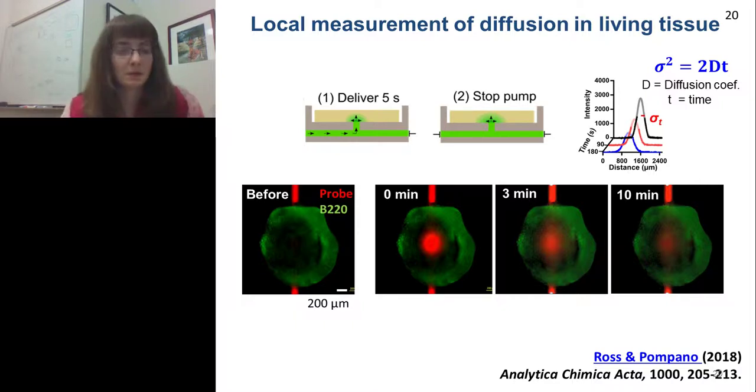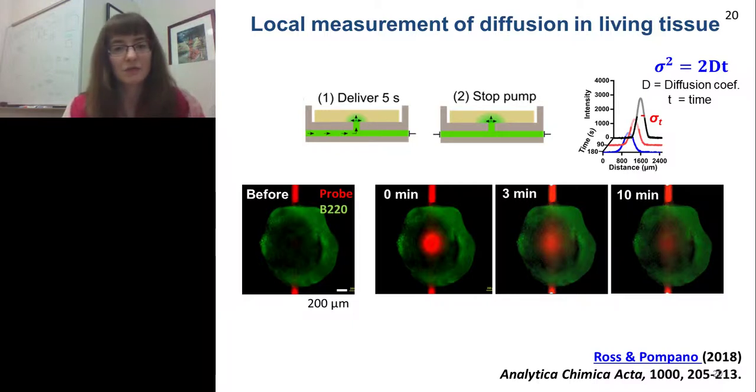So a typical experiment looks like this. You see on the left an image of a piece of tissue that we've labeled the B cells, which tend to be around the edges, in green. And then we're delivering a red fluorescent protein. In this case, it's tumor necrosis factor alpha that we labeled with rhodamine dye. And then we deliver for 5 seconds, and you see that in that second image, which is labeled 0 minutes. So that becomes time 0, is that pulse of dye that's been delivered to the center. Then we just stop the pump and we watch over time as the molecule diffuses away.